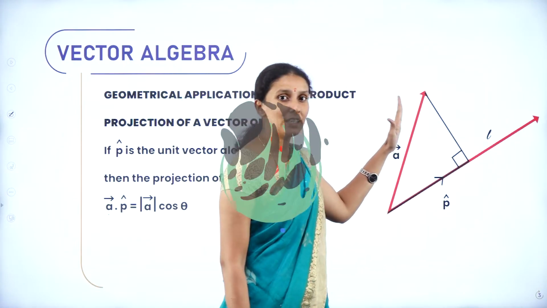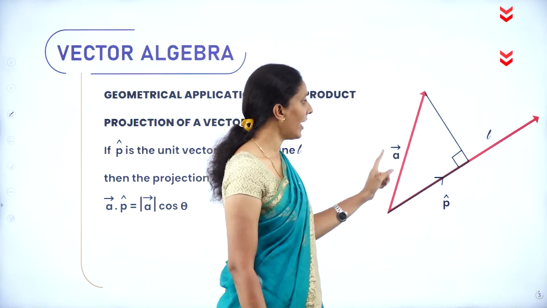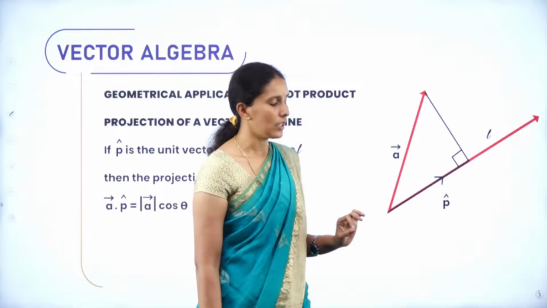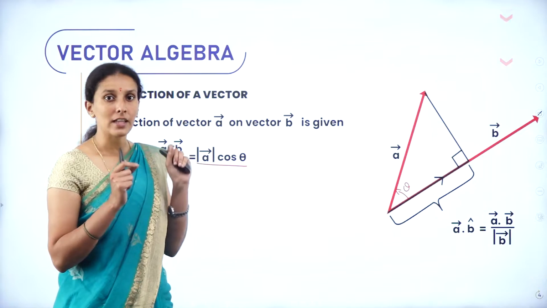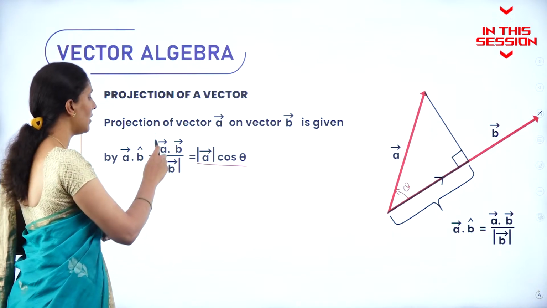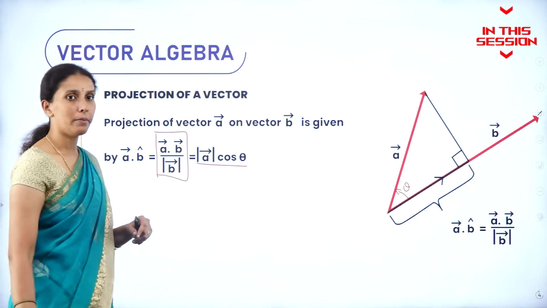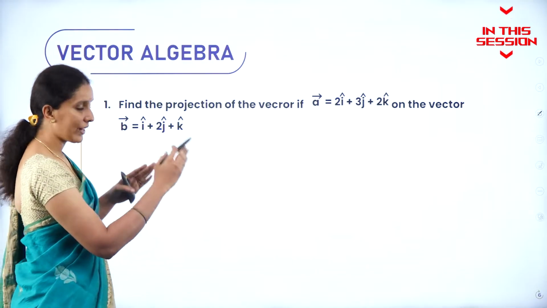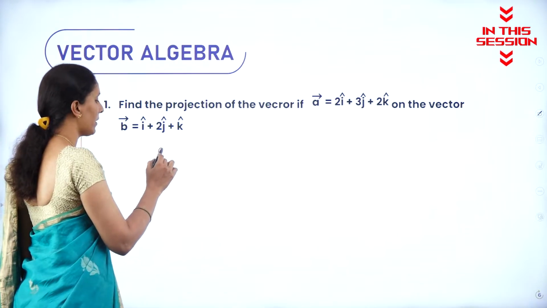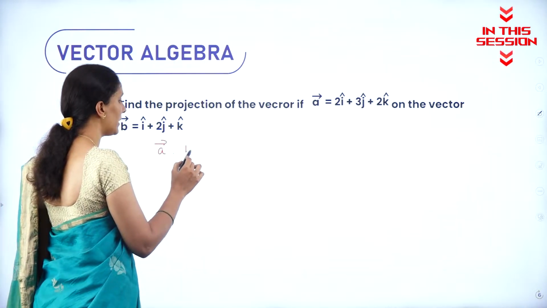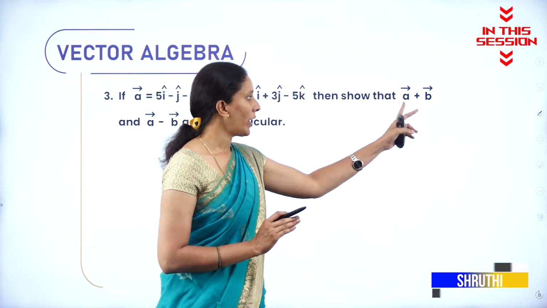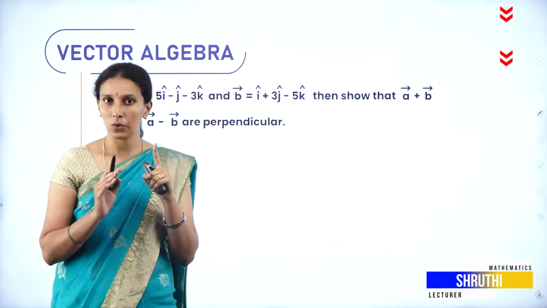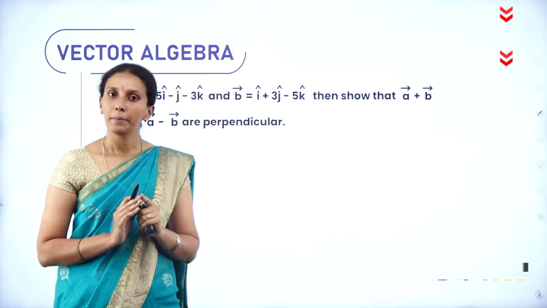Projection is nothing but the shadow of the vector A on the line L, and vector P is the unit vector. When the angle between the two vectors is unknown, we can use this formula, that is A dot B divided by magnitude of B. Now what is the formula to find out the projection of vector A on vector B? It is given by vector A dot B cap. If I show vector A plus vector B dot vector A minus vector B is equal to 0, then they are perpendicular.